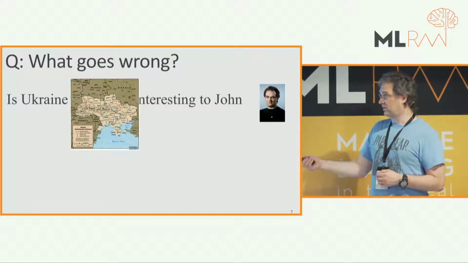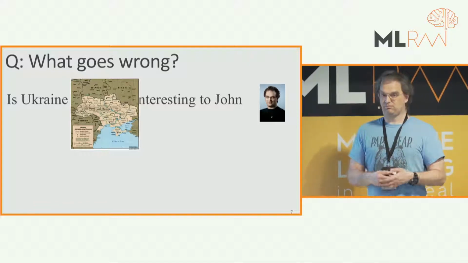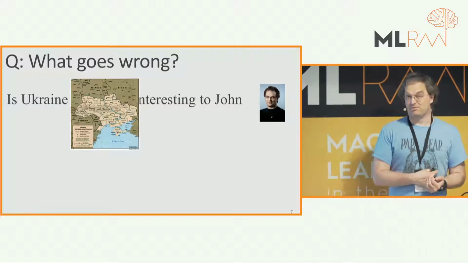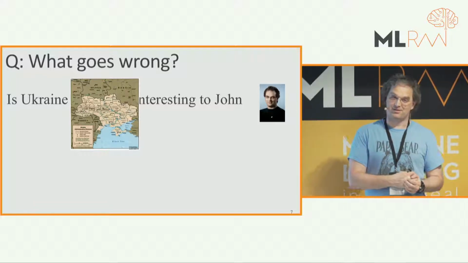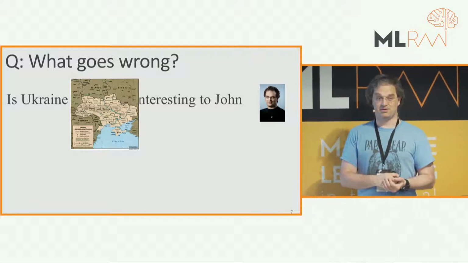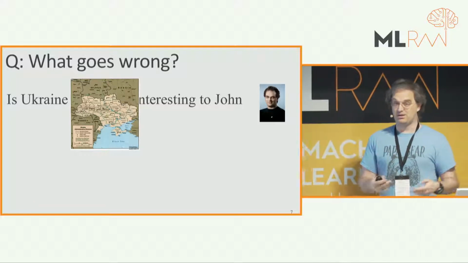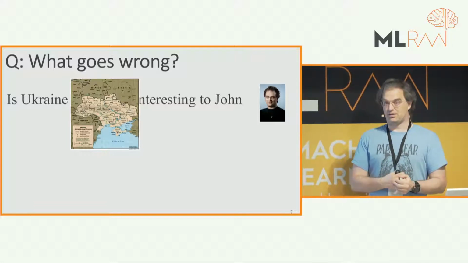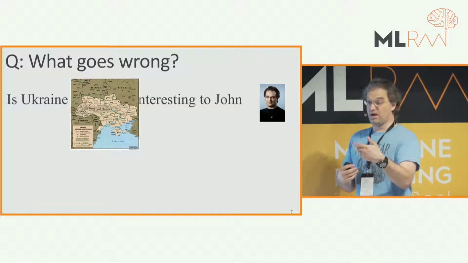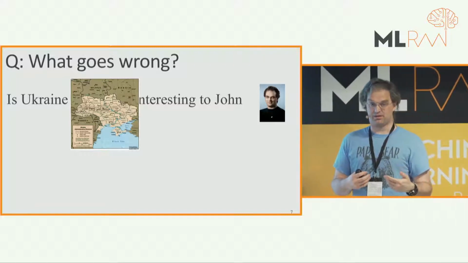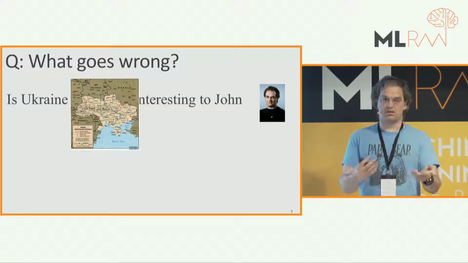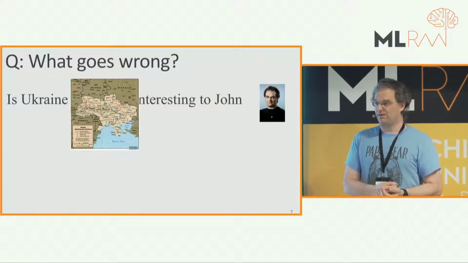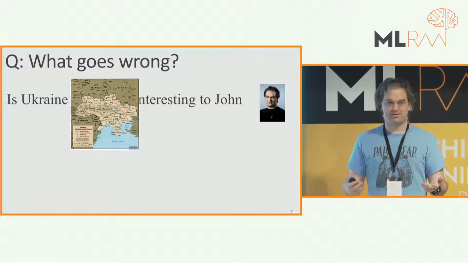So is Ukraine interesting to John? Do you know that? It turns out my wife is from Ukraine, and so I would be interested in a news article about Ukraine. But unless you had previously displayed a news article about Ukraine, I wouldn't have known that. This is also showing why the editorial approach, where you hire somebody to label things, can be very difficult. Because there's no way that somebody could look at my browser cookie or my geographic location and figure out that I'd be interested in this.